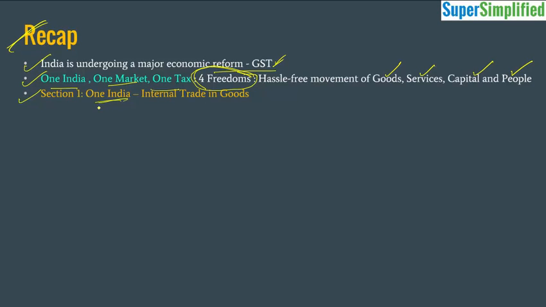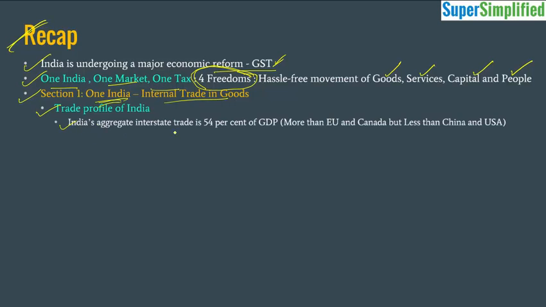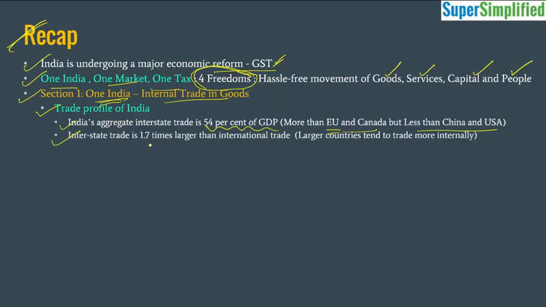And in section 1, One India, internal trade in goods, we saw the trade profile of India. So India's aggregate interstate trade is 54% of GDP, and it is more than EU and Canada, but it is less than China and USA. And interstate trade in India is 1.7 times larger than the international trade, and that is because large countries tend to trade more internally because of the size of their internal market. And there's one more observation, that the present taxation system favors interstate trade over intrastate trade because of the CST VAT anomaly.